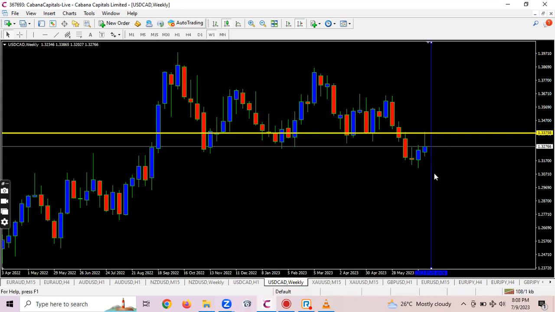So the first time frame I look at is the weekly time frame. I need to know the trend for the week. Okay, so this is a bearish setup as far as I'm concerned. Let's go down to daily.